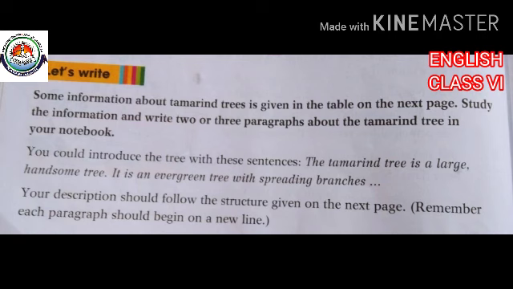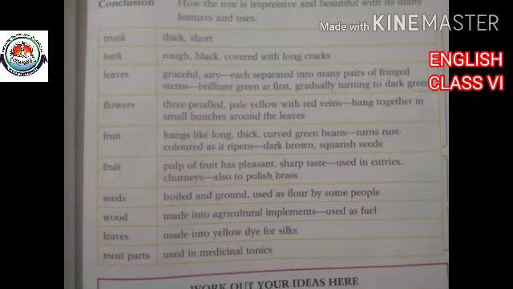Now we'll go with the writing section. Here you are given a table in the next page, page number 47. And the table is explaining some information about the tamarind trees. Study the information very well, read them very well, understand it very well, and you have to write on the basis of the understanding of the table.